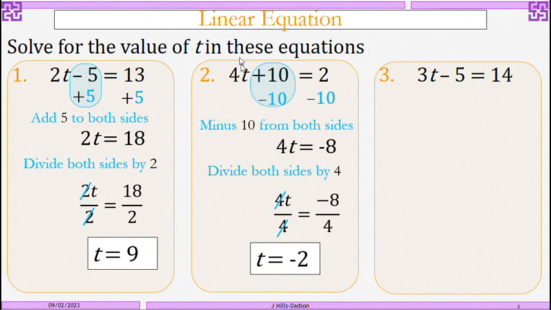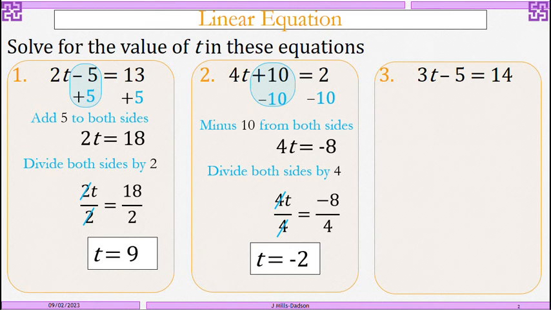You can try putting back the values in to check if you are right. For example, if t is 9, 2 times 9 is 18. 18 minus 5 is 13. And that was one way of checking that you are right. Now pause number 3 and see if you can do it yourself.